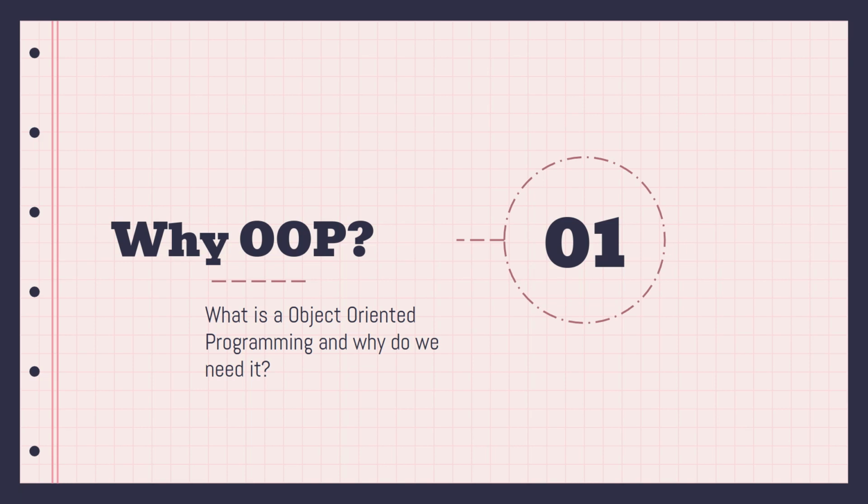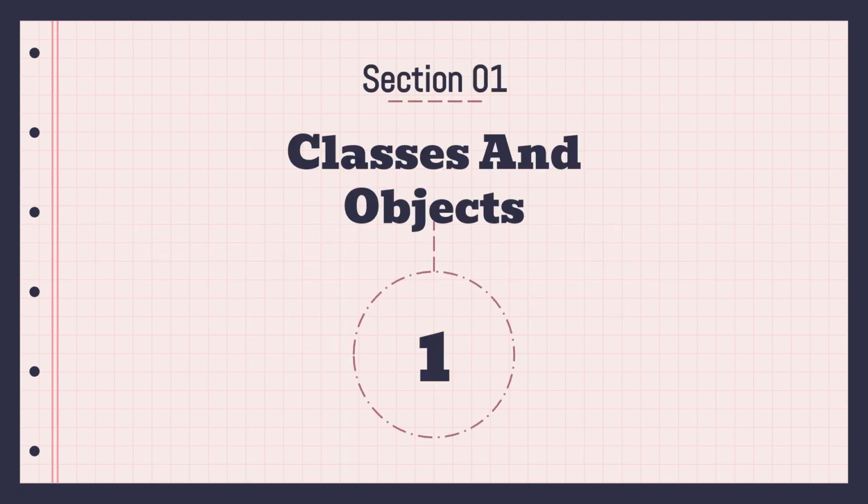If you don't understand this, just stick along. We'll go into depth, and hopefully you get it. That's just a basic overview of it. Now in section one, we're going to be looking at classes and objects. So what's a class and what's an object?